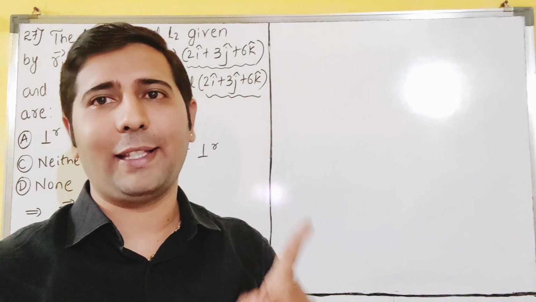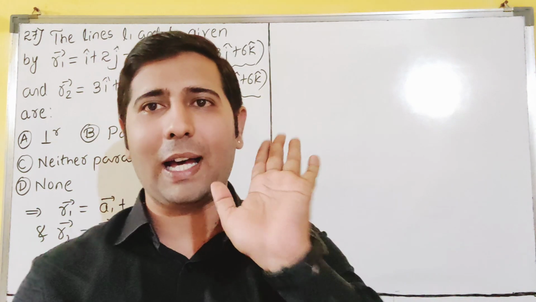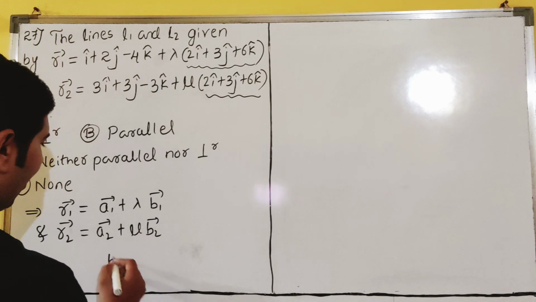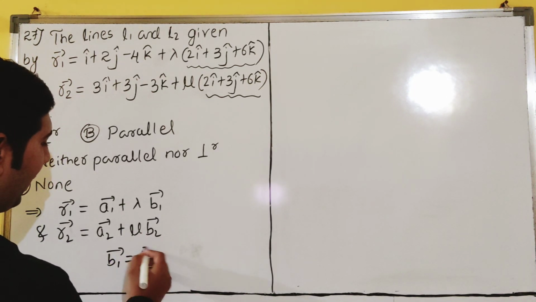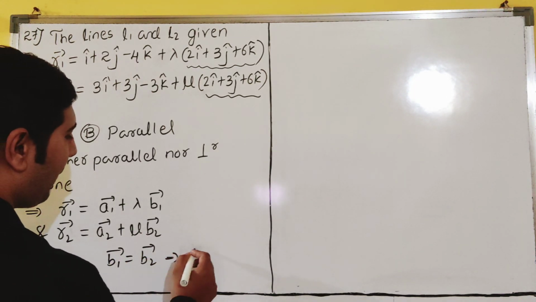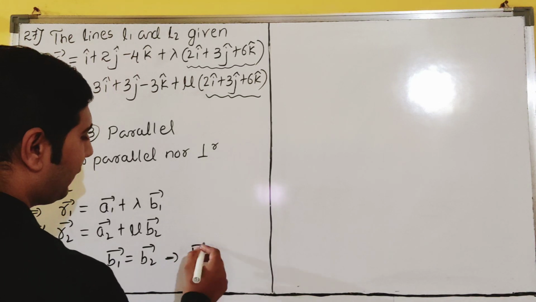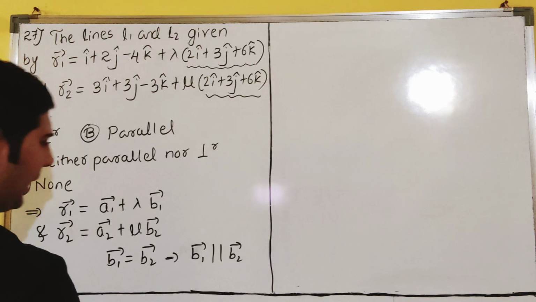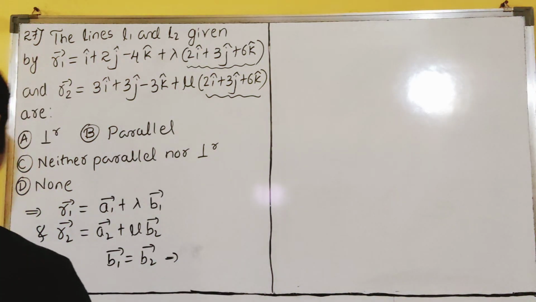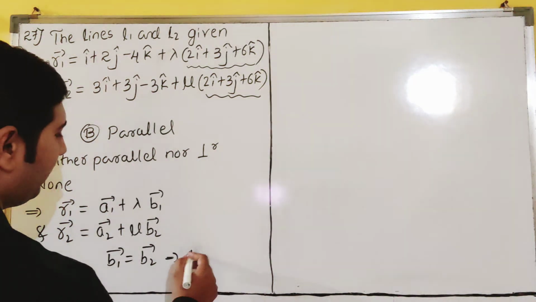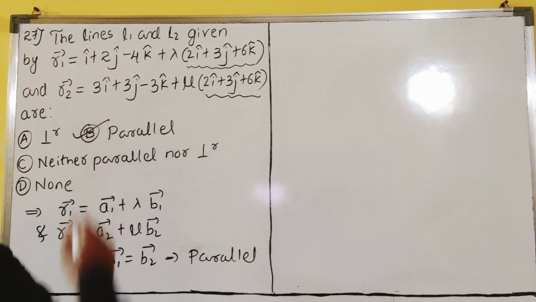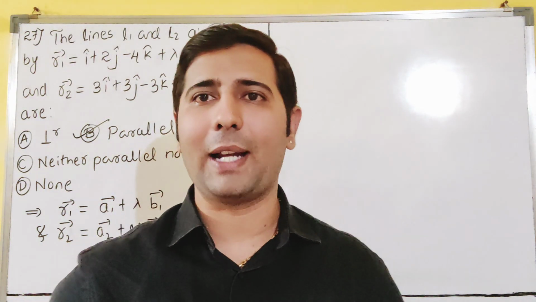So that's why B1 and B2 are both equal. So both are equal means what? B1 and B2 are equal means they are parallel, dear students. B1 is parallel to B2. So otherwise you can say lines are parallel. They are parallel. So that means what? Our option is B. B for bingo is our answer, dear students.